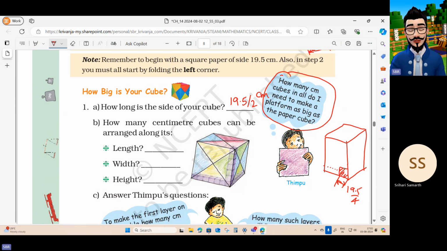19.5 divided by 4 into 4 is 19.5. So 4 cubes will fill in this direction. Likewise in this direction, also 4. And how about the height? Also 4. Very good. So totally how many cubes will be there to fill the entire cube? In the ground floor, how many cubes will be there?